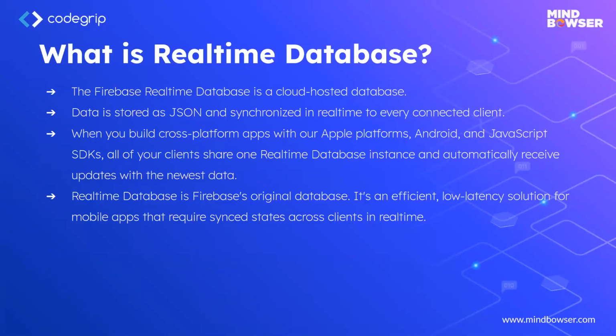So our next topic was real-time DB. Real-time DB was a cloud-hosted database provided by Firebase, and it basically supports NoSQL, which is used for big data and real-time apps. Data stored in the real-time DB is in JSON format, and it is synchronized with every client in real time. Real-time DB is the original database provided by Firebase.